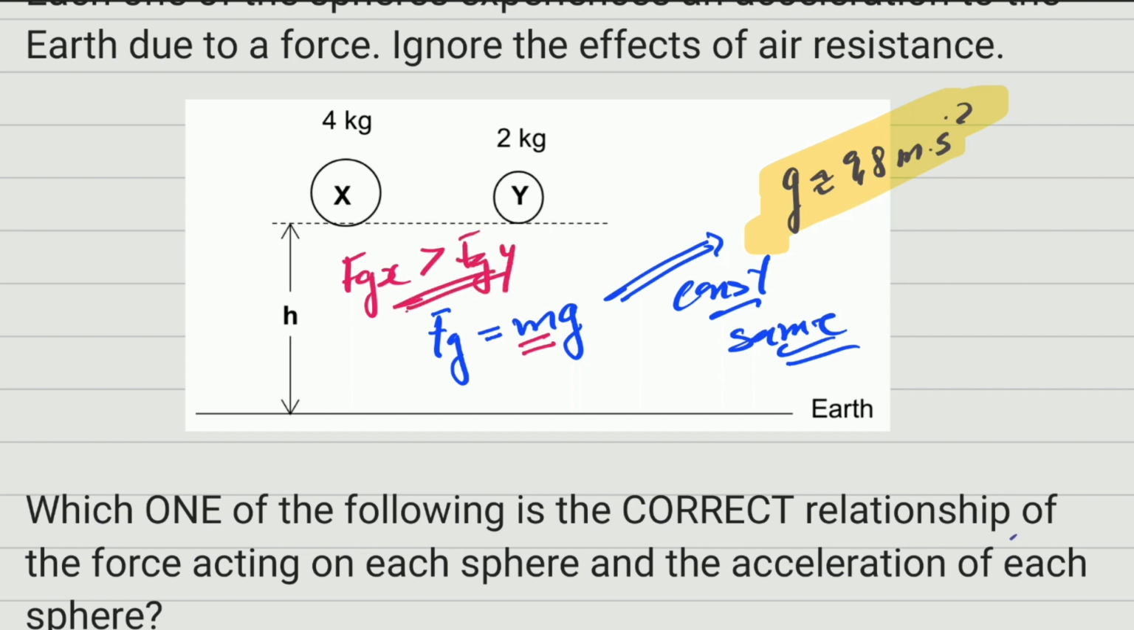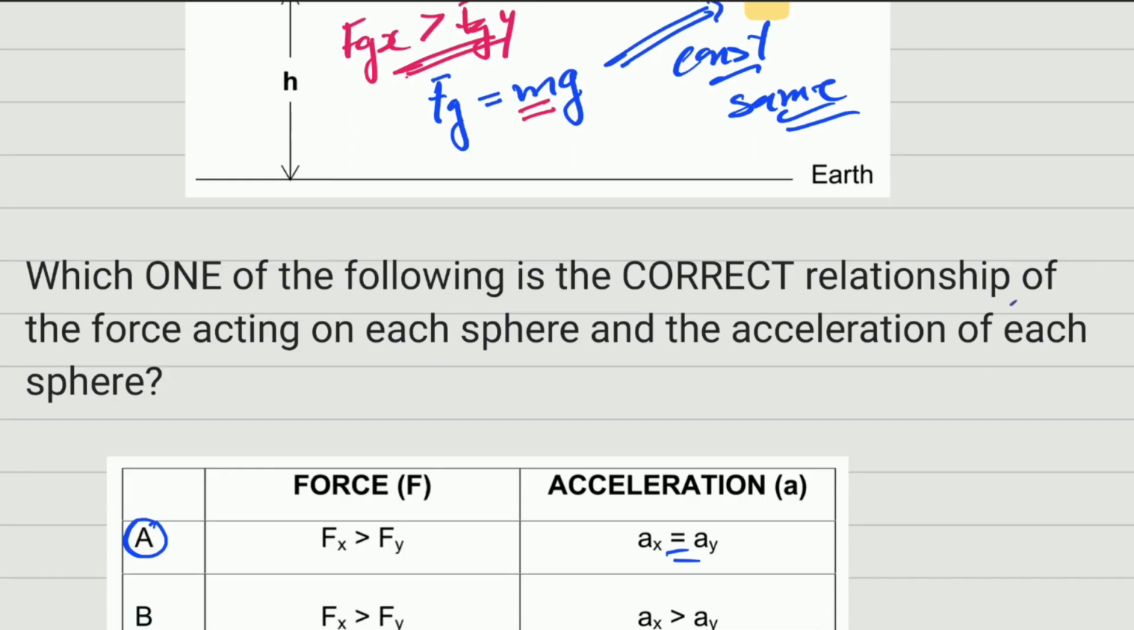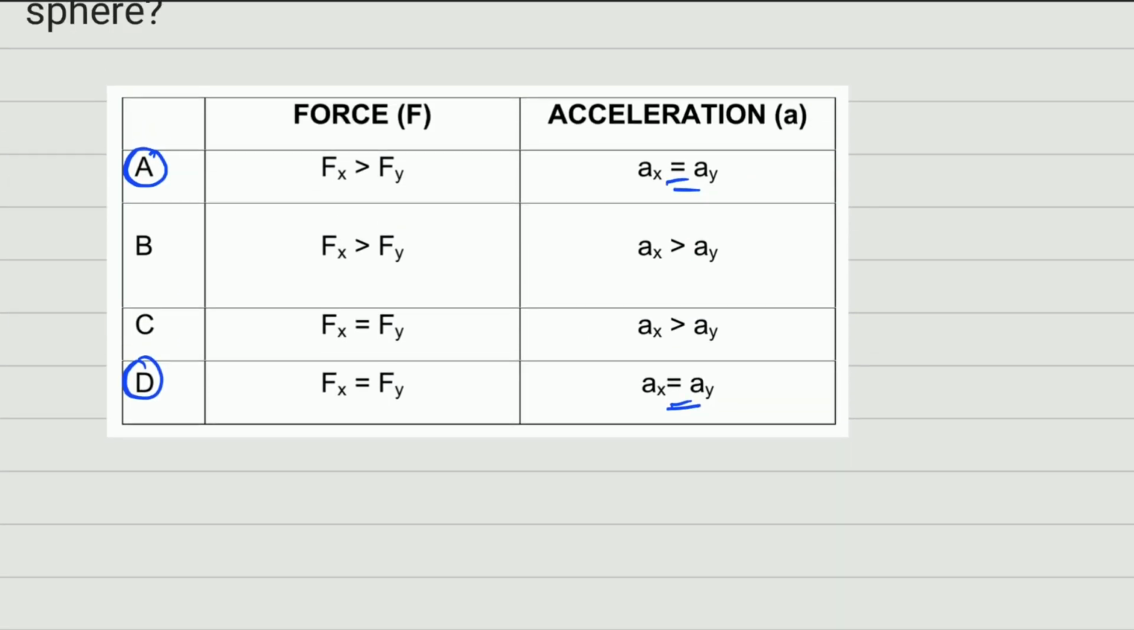Not so for the acceleration due to gravity, because it is the same. So Fg in X is greater, and we are working with this one here. So A would be the correct answer for this question, and D is not possible. So we can now go to question 2.